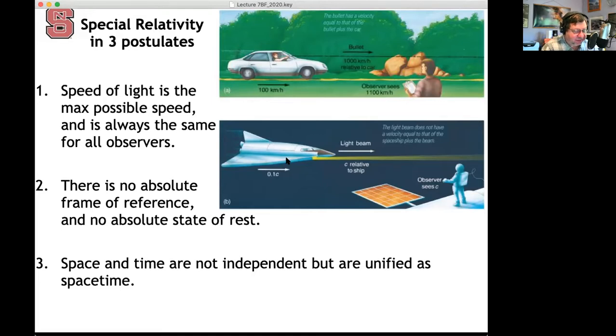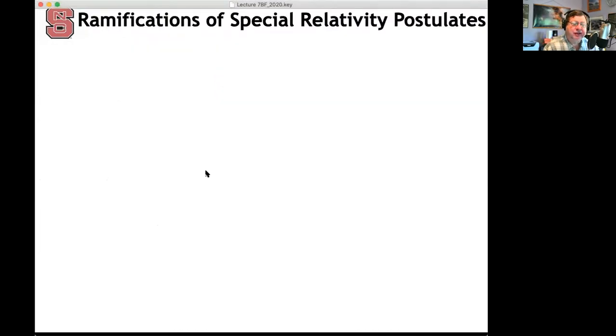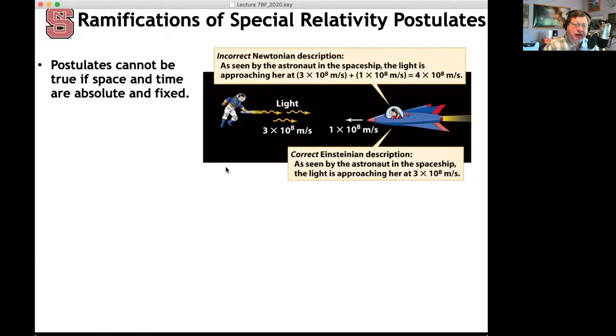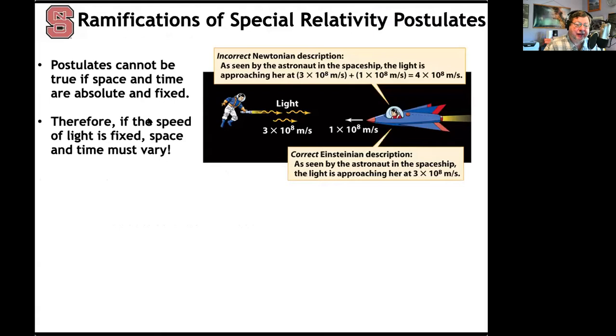So the answer for both questions was 1.0 c. Absolutely. That's the paradox. That's the thing that makes no logical sense. So the ramifications of these special relativity postulates, if the postulates are true, space and time cannot be absolute and fixed. In other words, if the velocity is fixed, space and time vary.